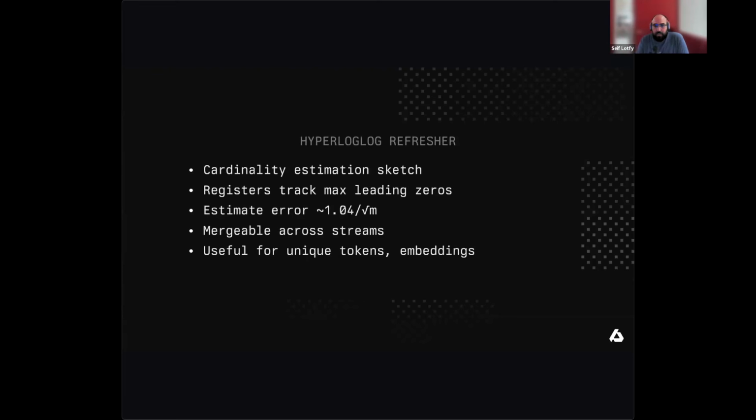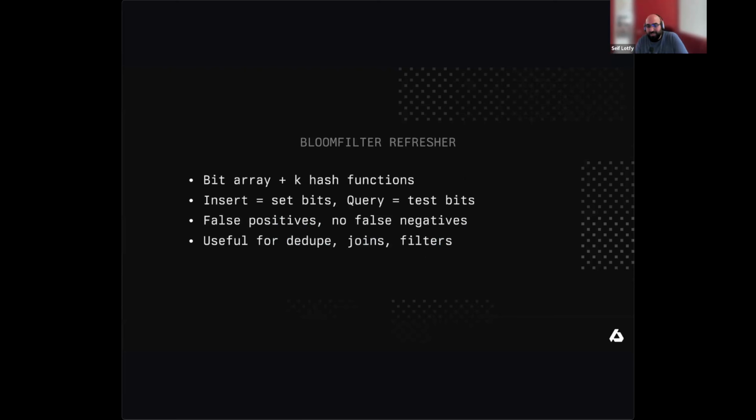I'll continue. Oh, sorry. Can I skip to the Bloom filter first? Okay, Bloom filter. The first data structure I decided to work on is a Bloom filter. What the Bloom filter solves is fast membership checks without storing all the data.